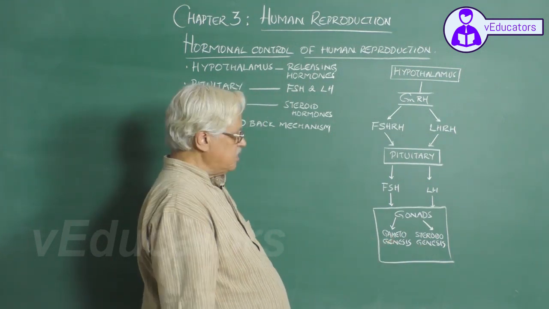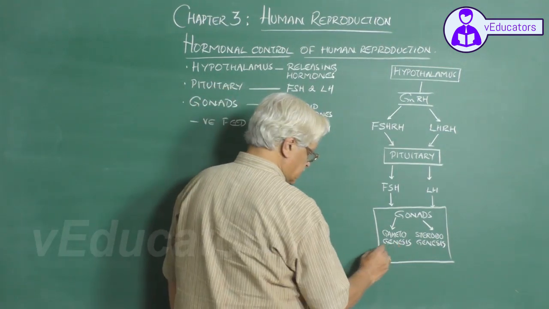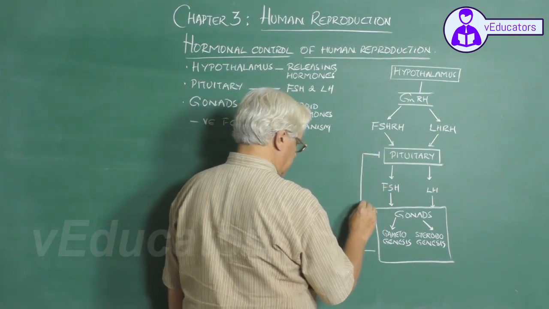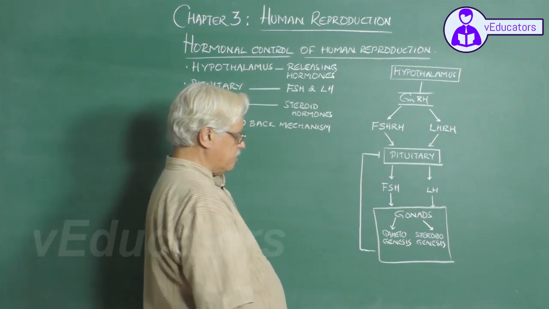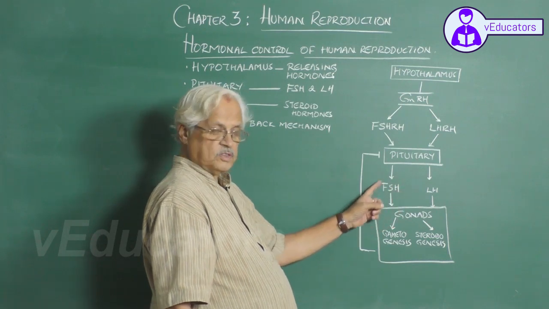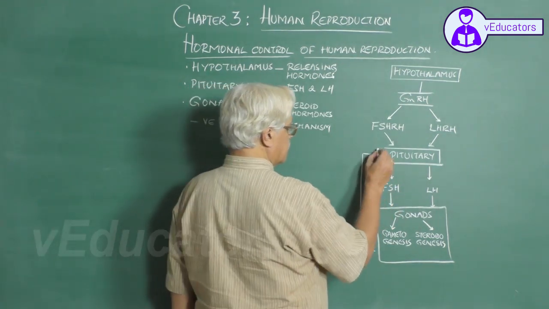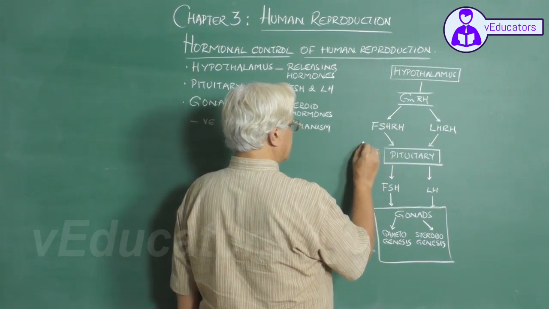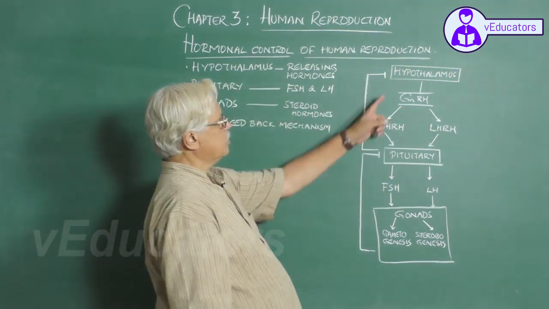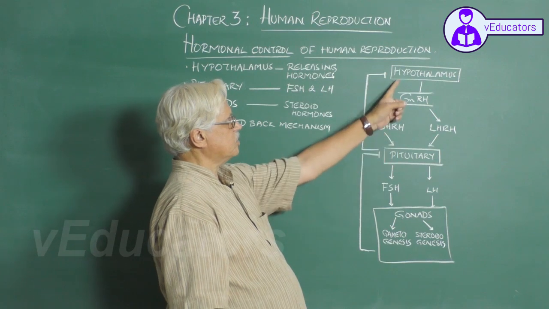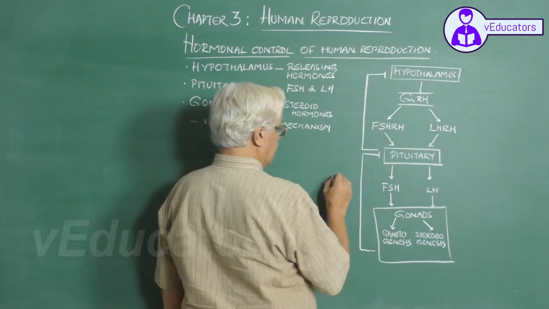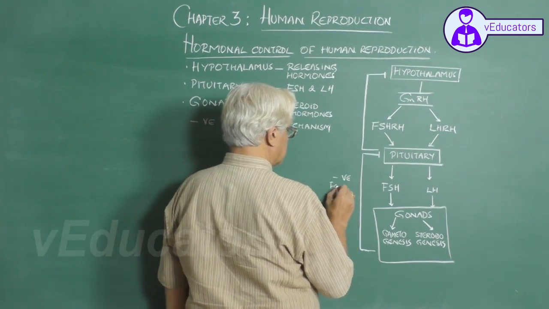When gametogenesis is complete, there is a negative feedback on the pituitary to stop or reduce the production of FSH. Pituitary in turn sends a negative feedback to the hypothalamus to reduce the production of FSH-RH. So this is negative feedback.